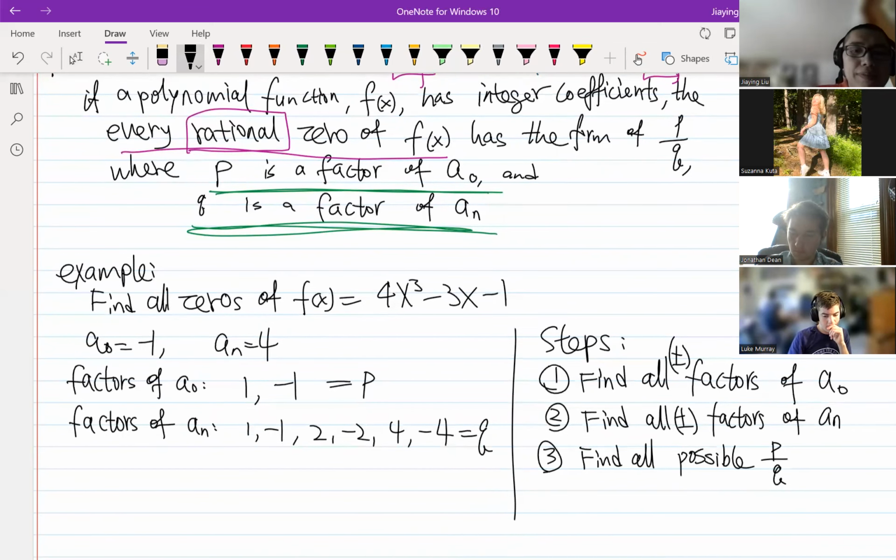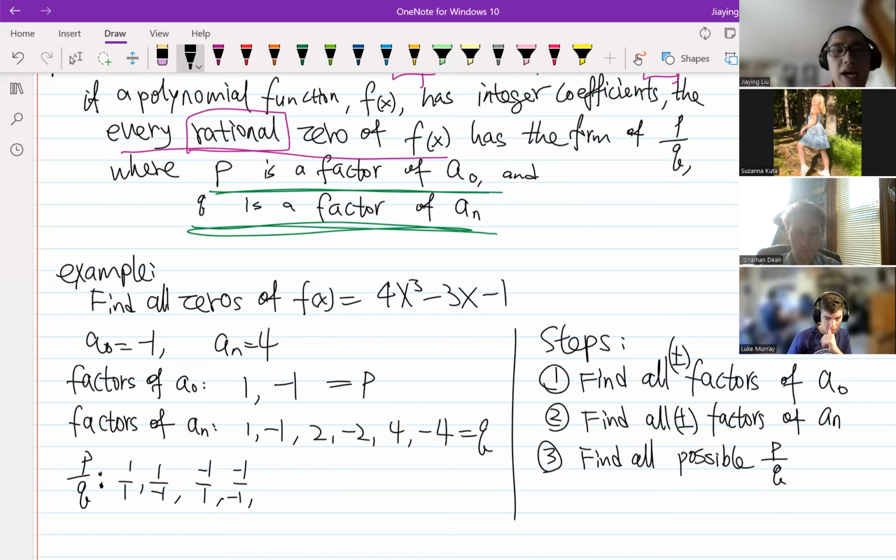So P over Q, the possibilities could be 1 over 1, which is 1, 1 over -1, or -1 over 1. It doesn't change the value, it's still going to be -1. -1 over -1, right? That's still going to be +1. So I'm not going to write all 4. I'm just going to write 1, -1. You know what? I'll use a different line. 1 over 1, 1 over -1.